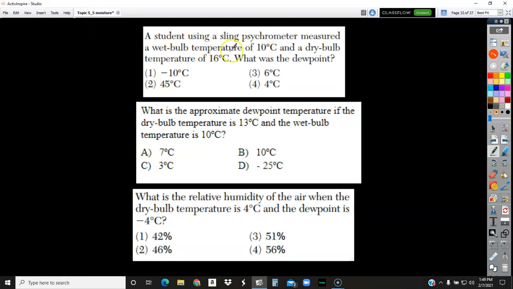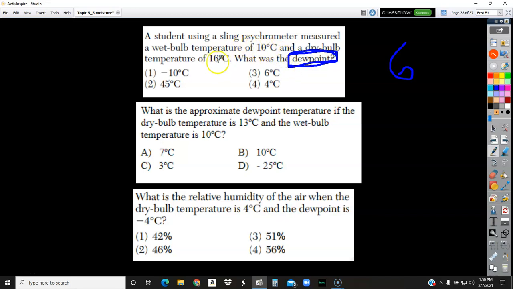Student uses psychrometer, measures the wet bulb 10, dry bulb 16. What's the dew point? So again, the first thing you do is find the difference. 16 and 10, the difference is 6. Now also be careful of what they're asking. They want the dew point. So then make sure you're using the correct chart. You're going to use the top chart for dew point, the bottom chart for humidity. So if they ask for humidity, you're going to go to the bottom chart. So don't use the wrong chart by mistake.